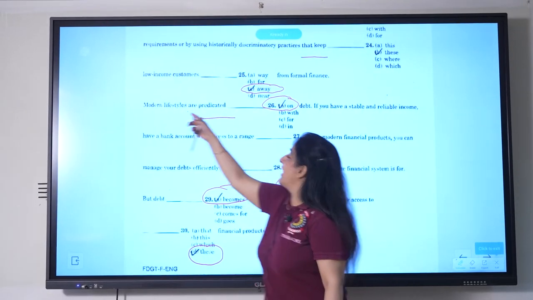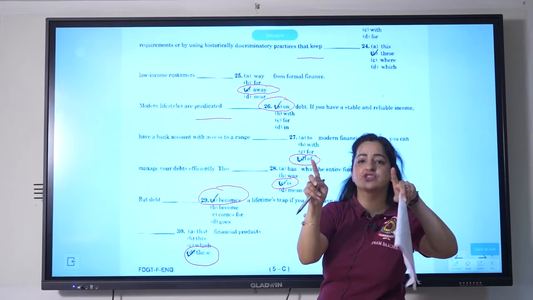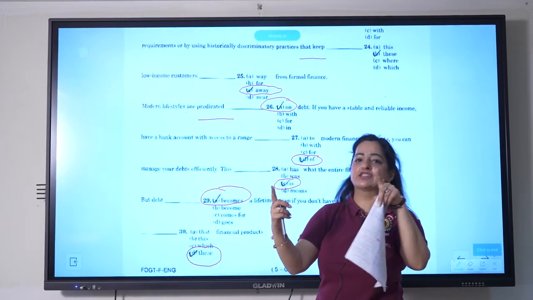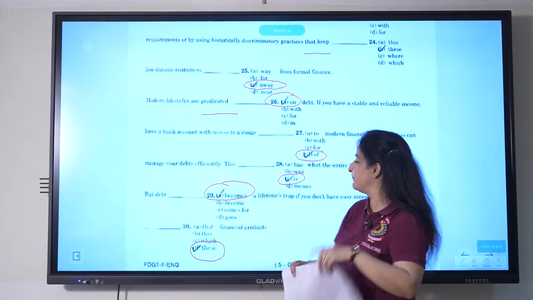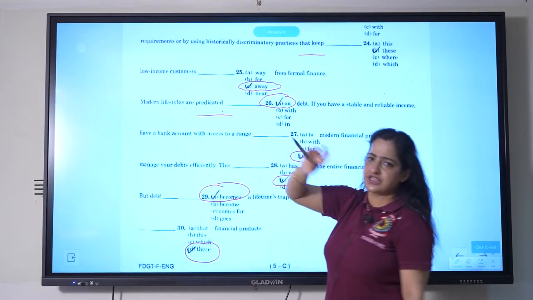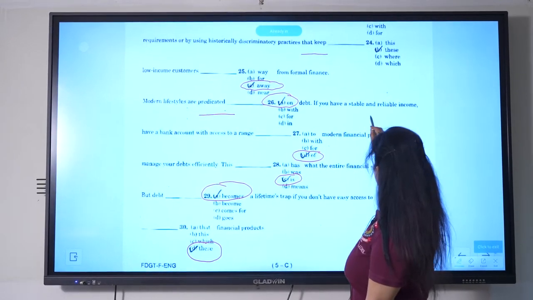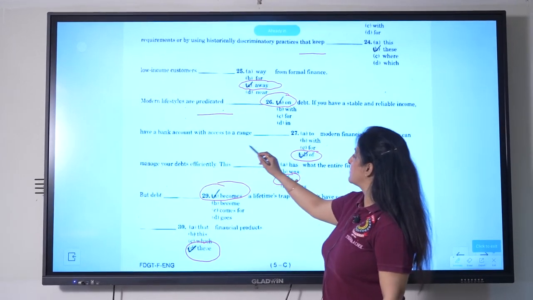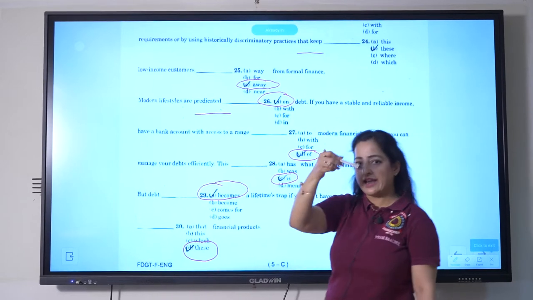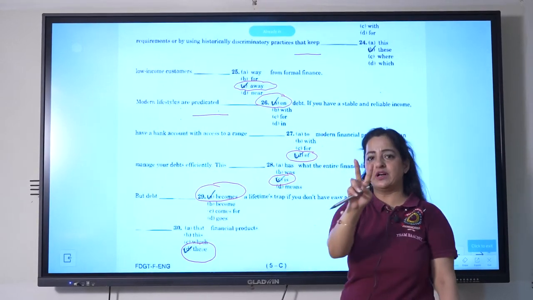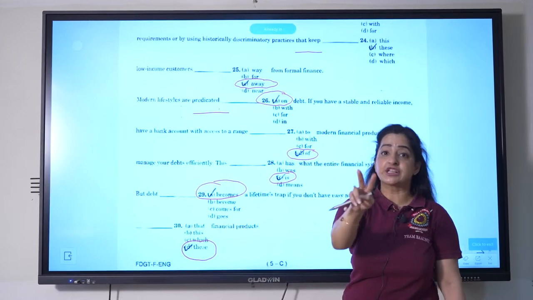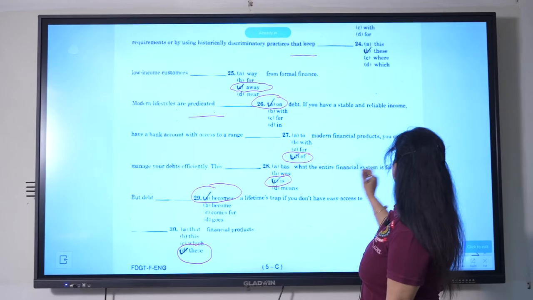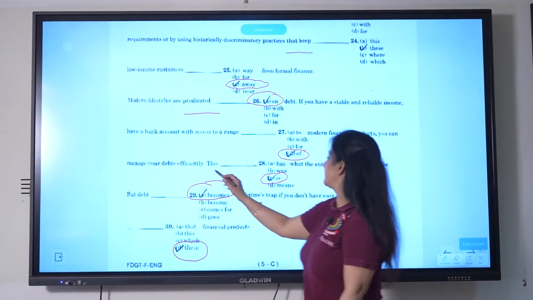So like, modern lifestyles are predicated on debt. These are two situations. One is predicated on the other. So if this is true, only if this is true. So they are interdependent. Okay, and quick explanation is just a fixed preposition. If you have a stable and reliable income, have a bank account with access to a range of products. Do we not say range of products? So fixed preposition again.